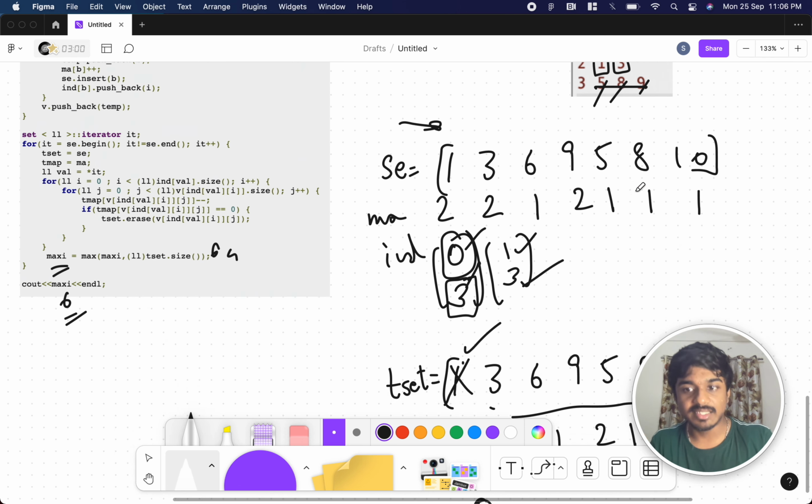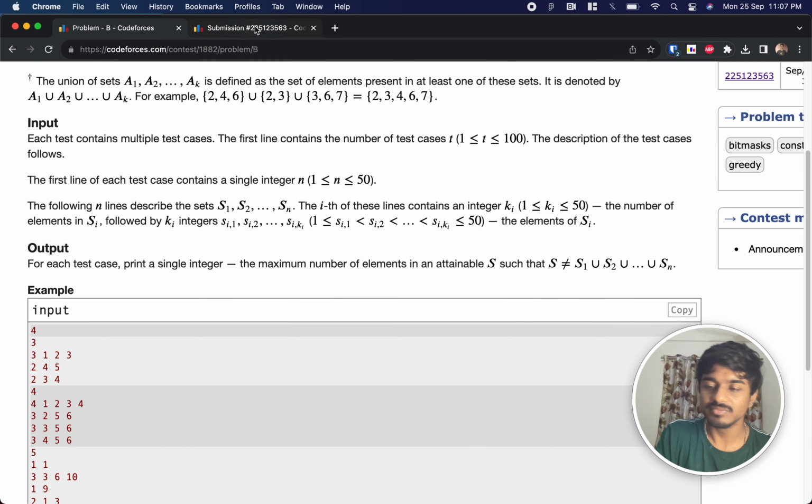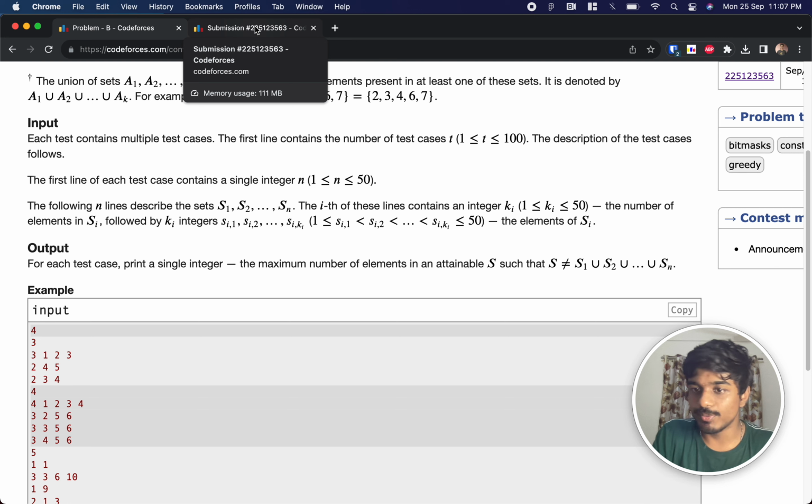At last you take the set size. Once you get the set size, take the maximum. How much is the maximum? We just have to print that. If it is not possible, the maximum will be 0 only.